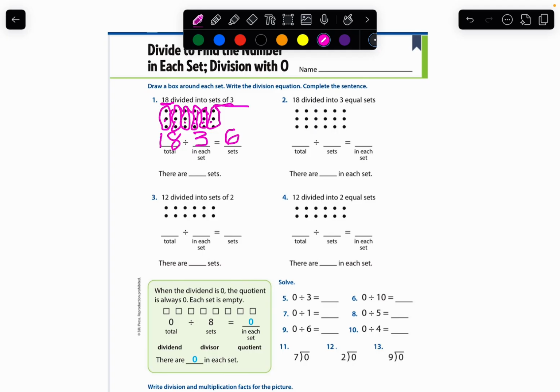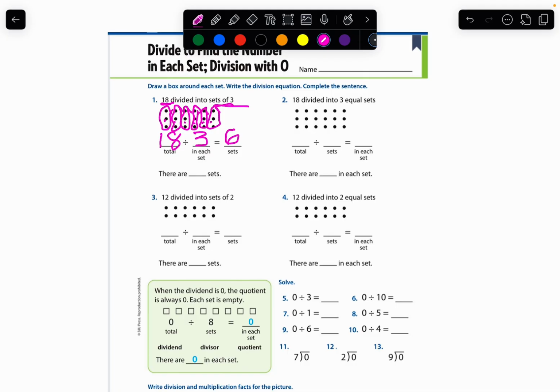This is just one strategy you can use. You can also think of it as 3 times what gives me 18. Or you can count by 3s and stop when you get to 18. So if I count by 3s, 3, 6, 9, 12, 15, 18, I counted by 3s 6 times to get to 18. So 18 divided by 3 gives me 6.